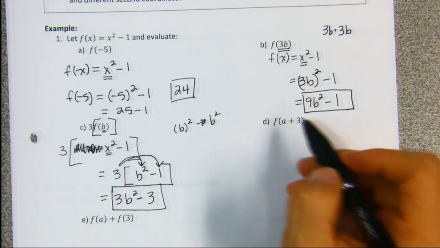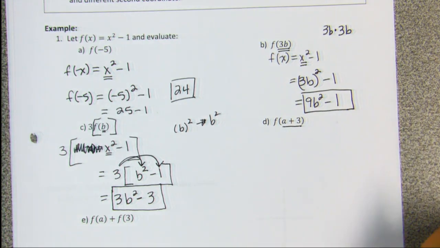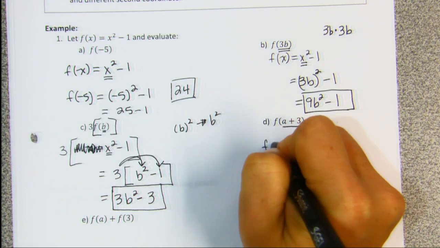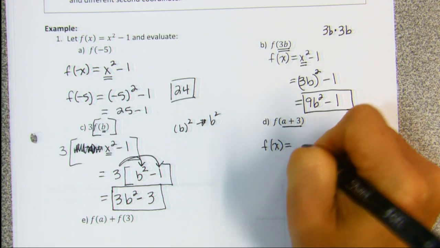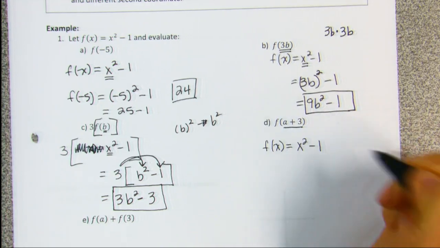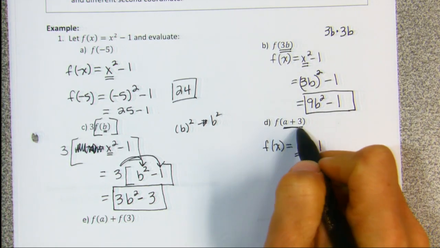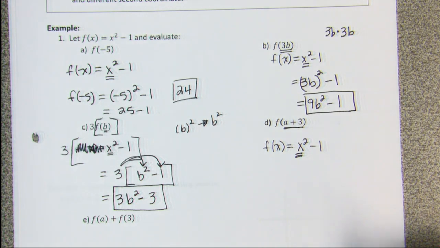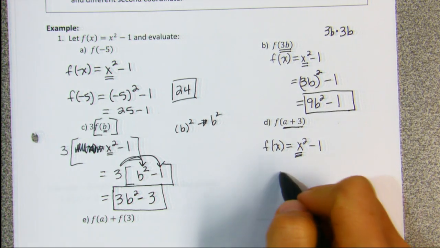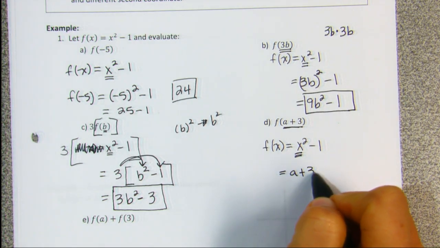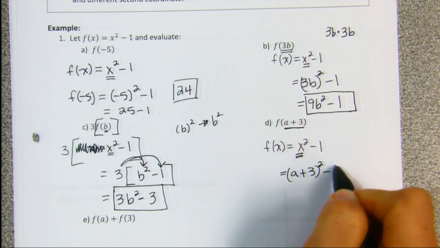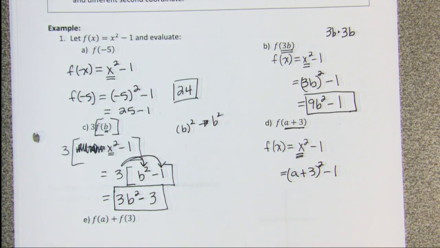Okay, this time x is an expression, a plus 3. So again, if we have our function of x above equal to x squared minus 1, we are taking this and plugging that in for x and then squaring that parentheses. So we're saying a plus 3 squared minus 1. Do you guys remember FOIL?